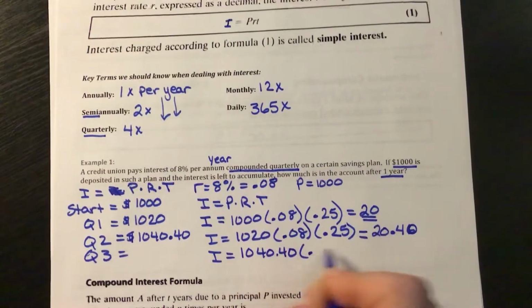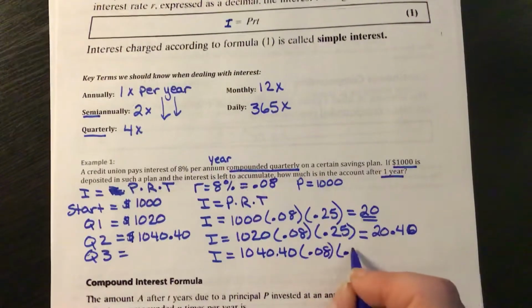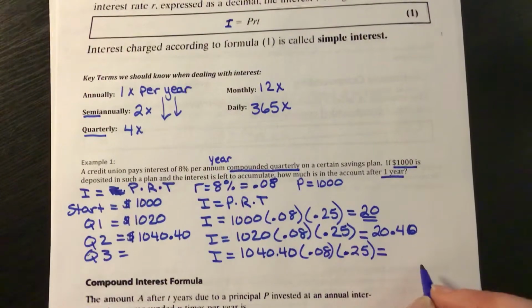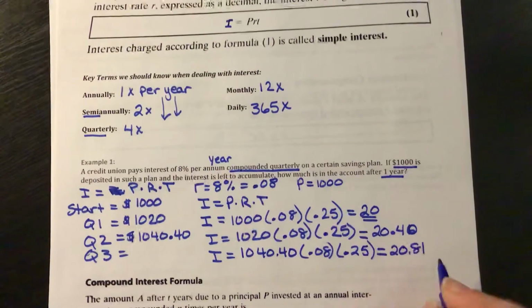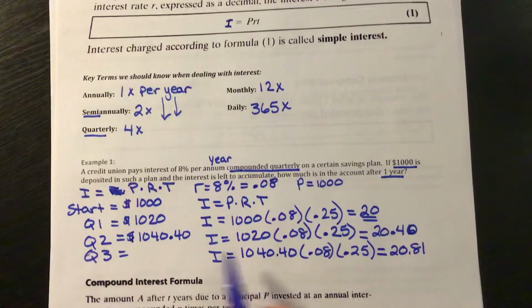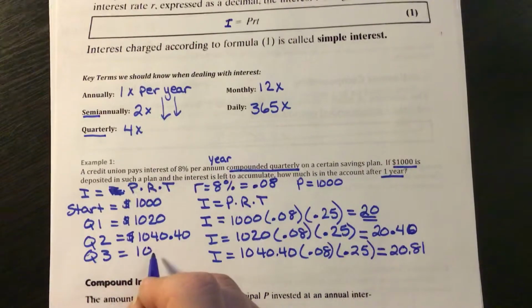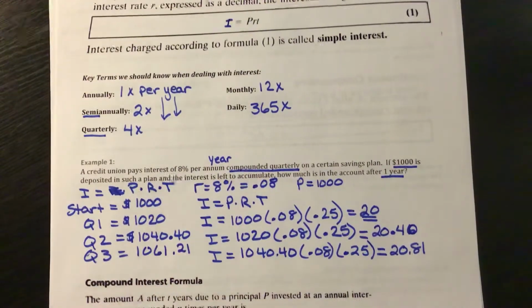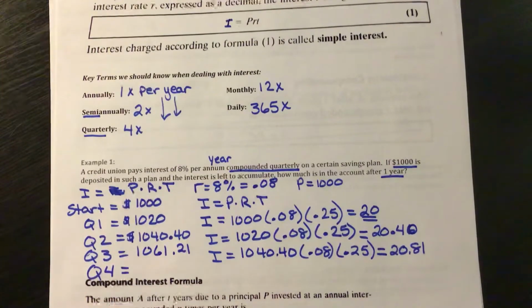So for quarter three, I'm going to start with my previous principal, $1,040.40, multiply that by 0.08, then by a quarter of a year, so 0.25, and that would give me $20.81. And I'll add that to my previous principal, and now I have $1,061.21.